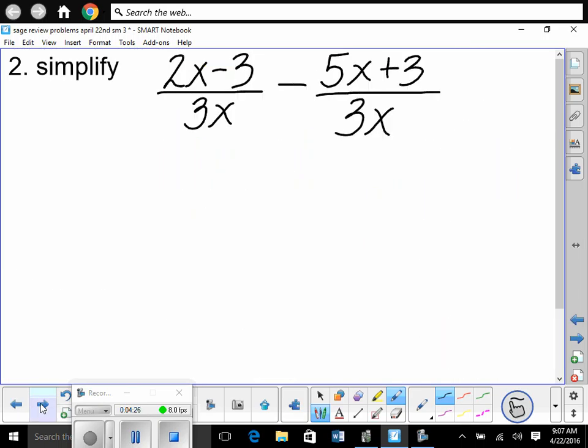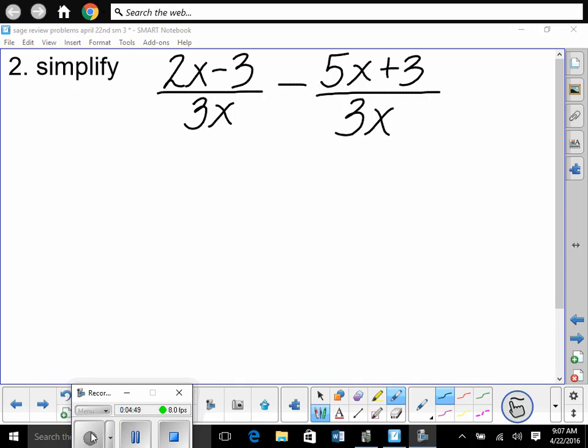Okay, simplify. Write it down. Okay, guys, this is a fraction subtract a fraction. To be able to do this, you have to have a common denominator. Do you all understand that? Do you have to have a common denominator to multiply fractions? No, right? You multiply straight across, right? But if you add or subtract a fraction, you have to have a common denominator.